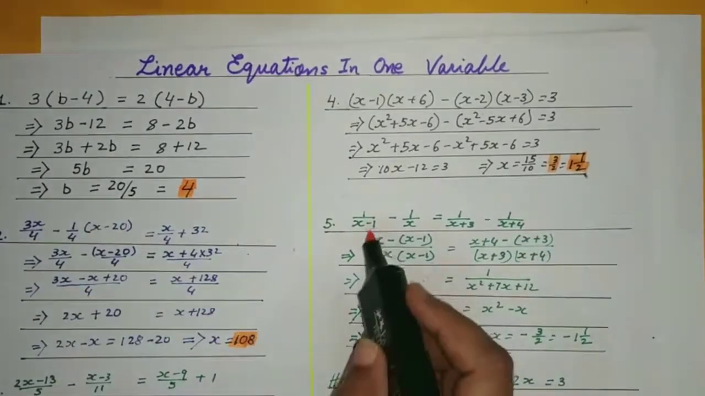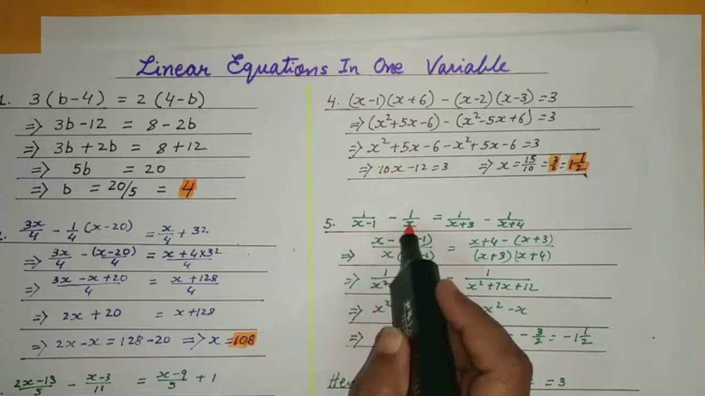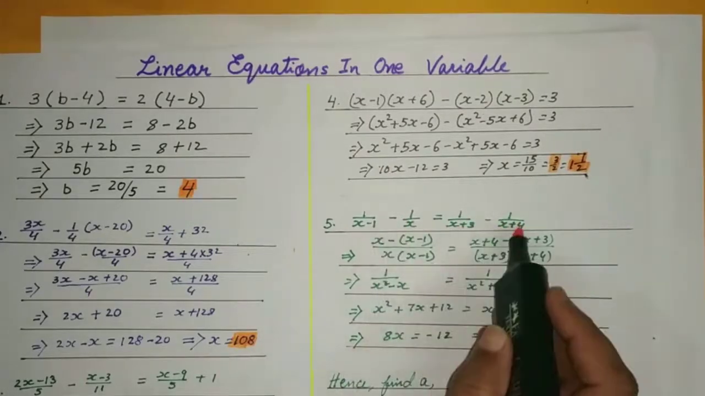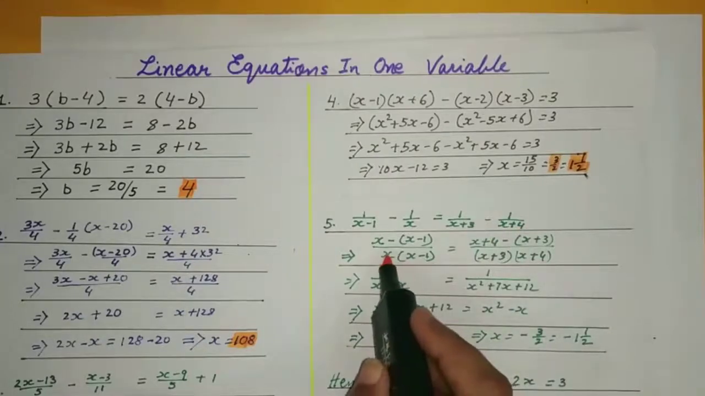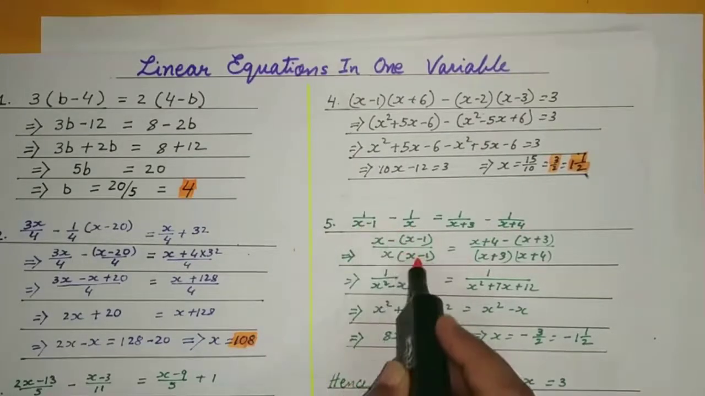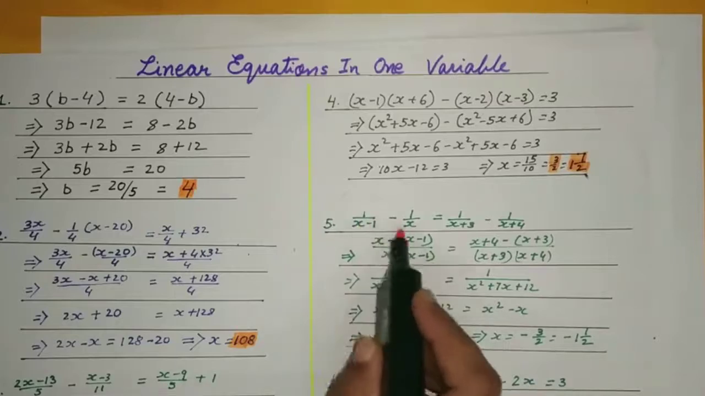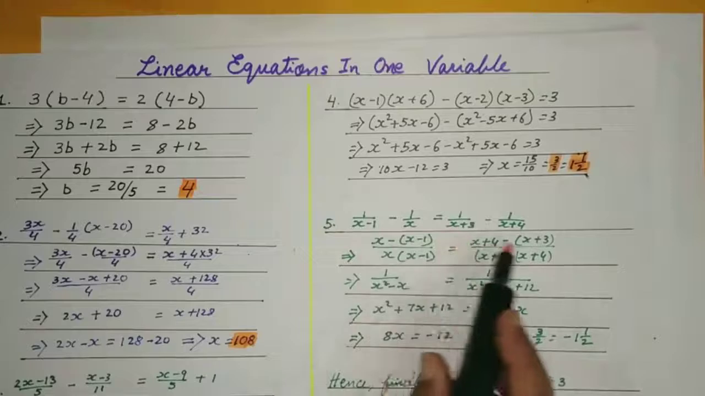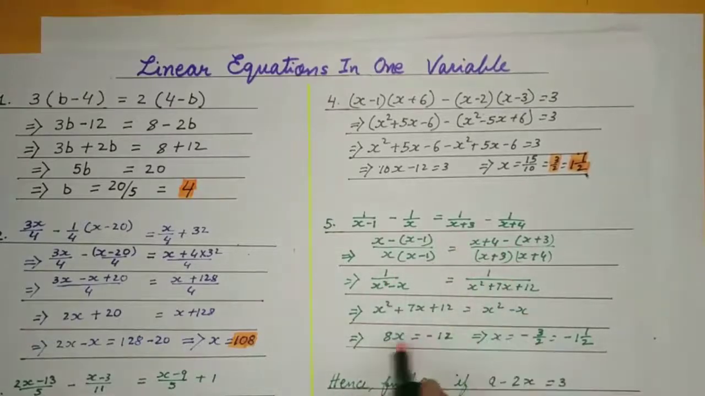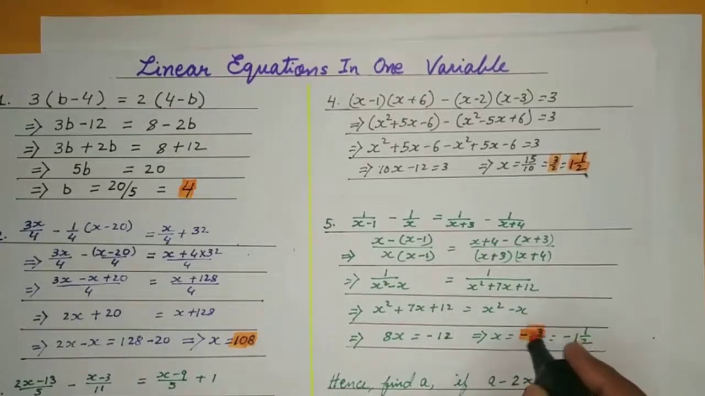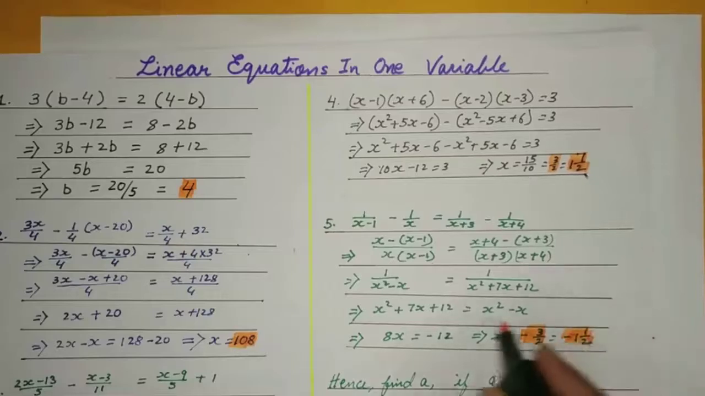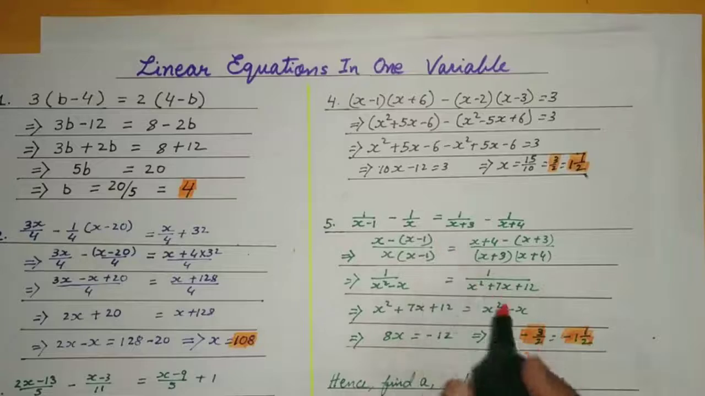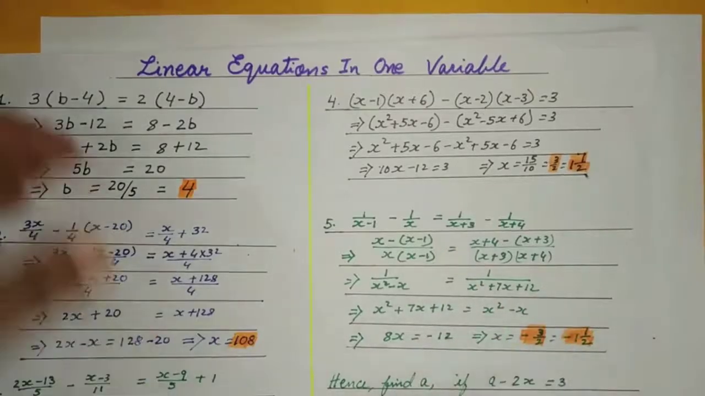Next, again fraction: 1 by (x minus 1) minus 1 by x is equal to 1 by (x plus 3) minus 1 by (x plus 4). So different denominators. We first take the LCM by multiplying x into (x minus 1), and you get x minus 1. Same over here. Solve the numerators, cross multiply, and the answer is this. So you can always do one thing: see the question, take a rough notebook, solve it, and check how it is done.